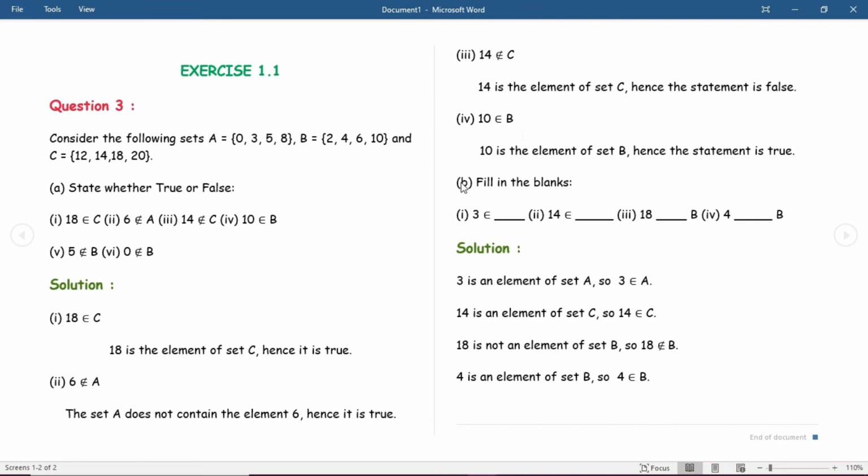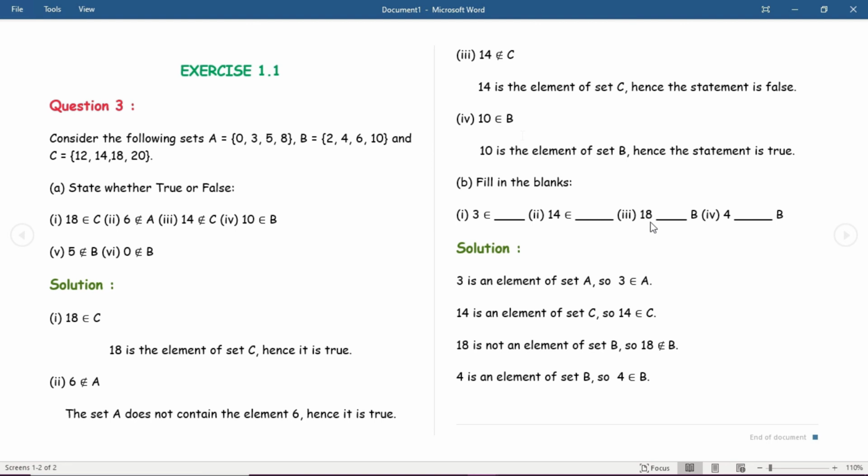Second subdivision, fill in the blanks. 3 is an element of dash. So see here, 0, 3, 5, 8. 3 is an element of set A. Therefore, the answer is 3 is an element of set A. Second question, 14 is an element of dash. So see here 12, 14, 18 and 20 are all elements of set C. So therefore 14 is an element of set C.